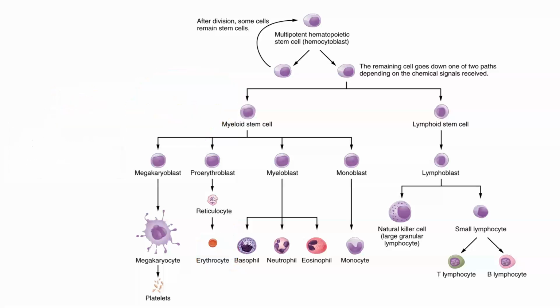In contrast, there's another regulatory hormone, a variety of them called the colony stimulating factors, that when released will encourage the myeloid stem cells to divide into these cells, which will give rise to these. Okay. Now this is kind of a big convoluted flow chart.